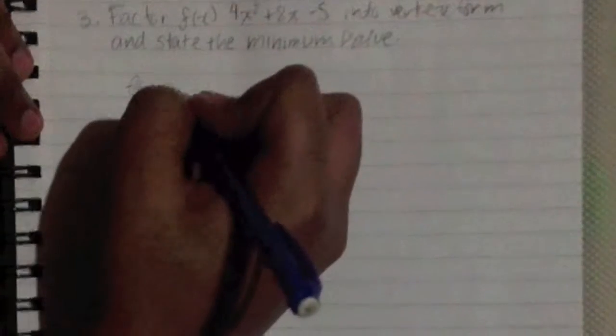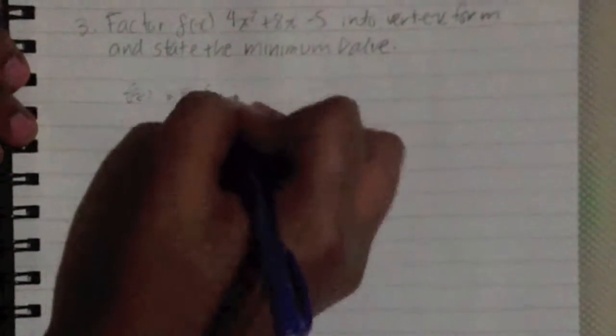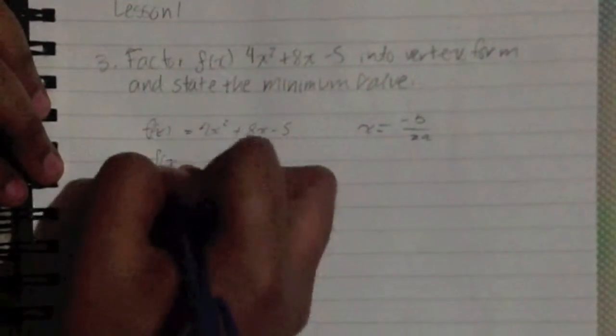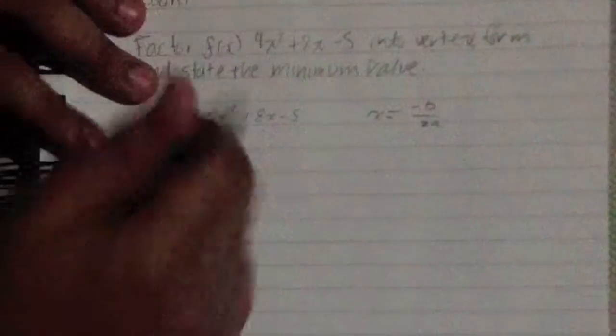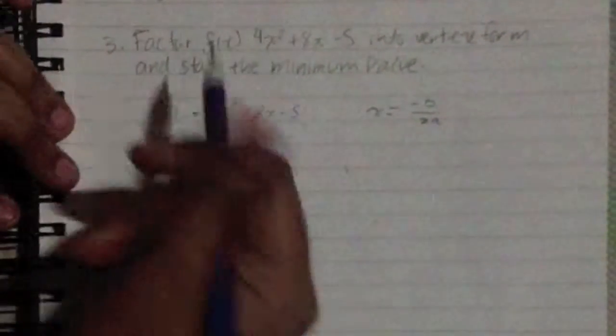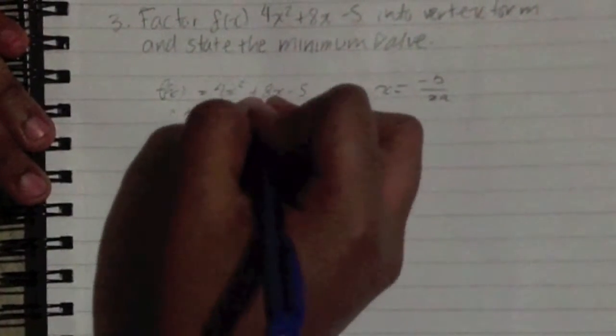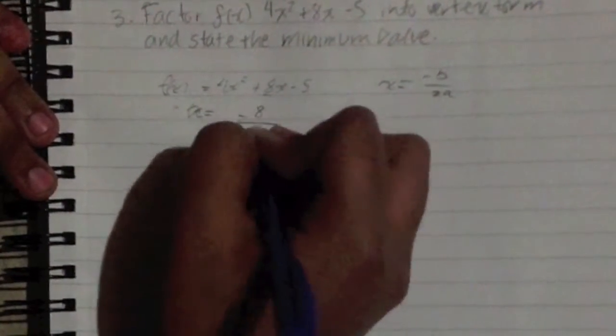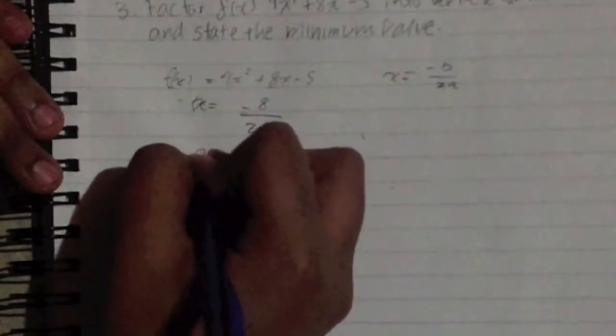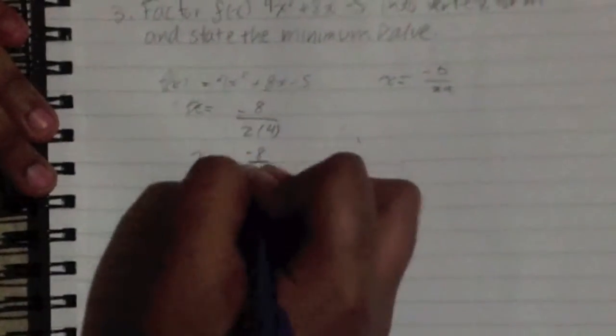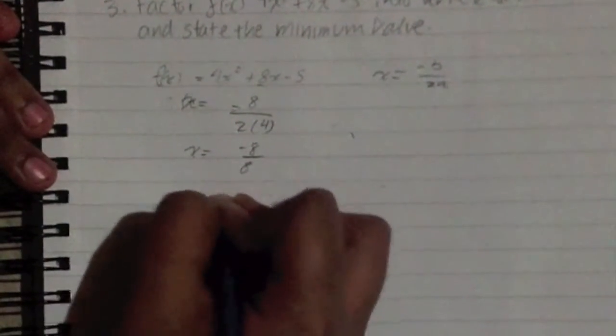So it'd be f of x is equal to 4x squared plus 8x minus 5. And we'd use the shortcut, which is x equals negative b over 2a. So x is equal to negative 8, which is your b, over 2, and your a is 4, right? So now you're going to have x is equal to negative 8 over 8, and that leaves you with x is equal to negative 1.